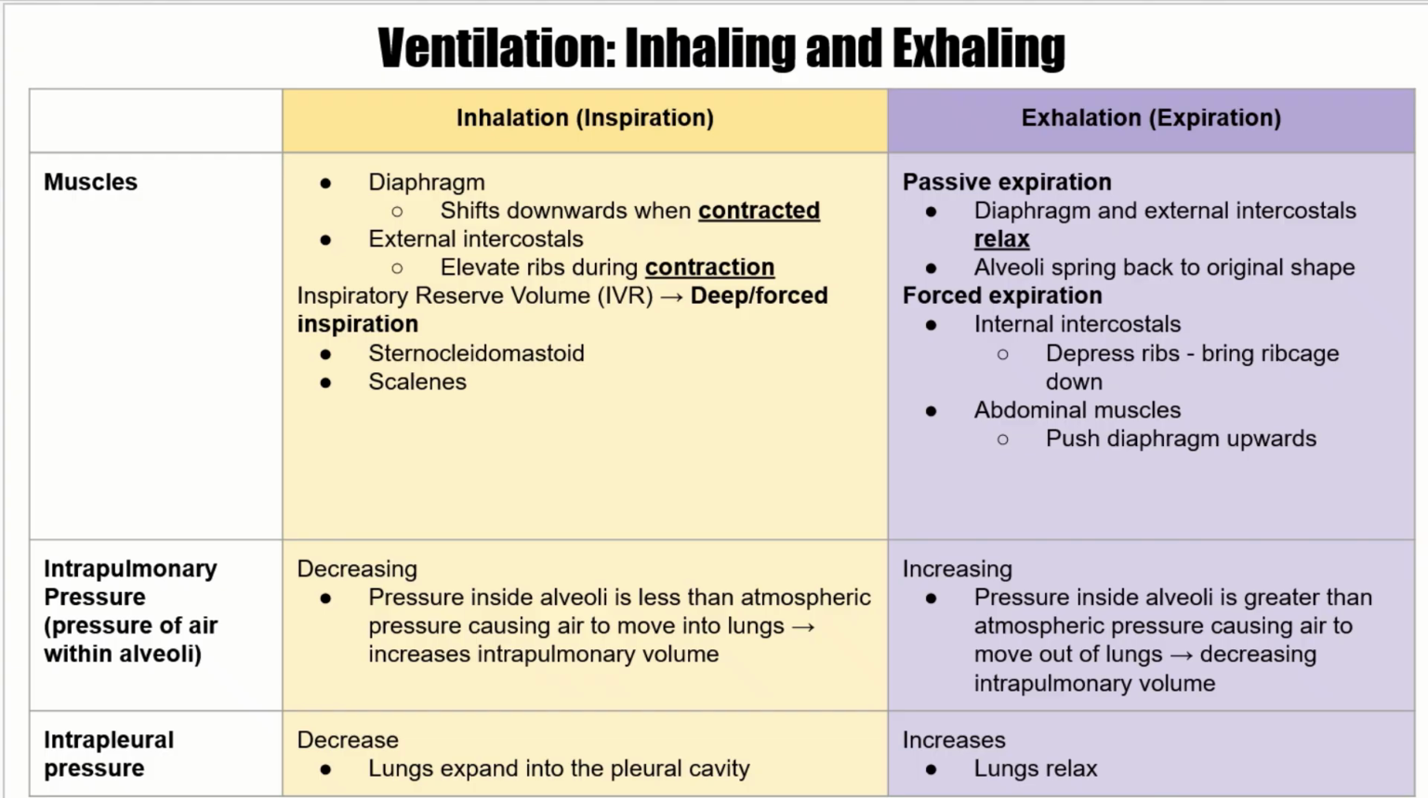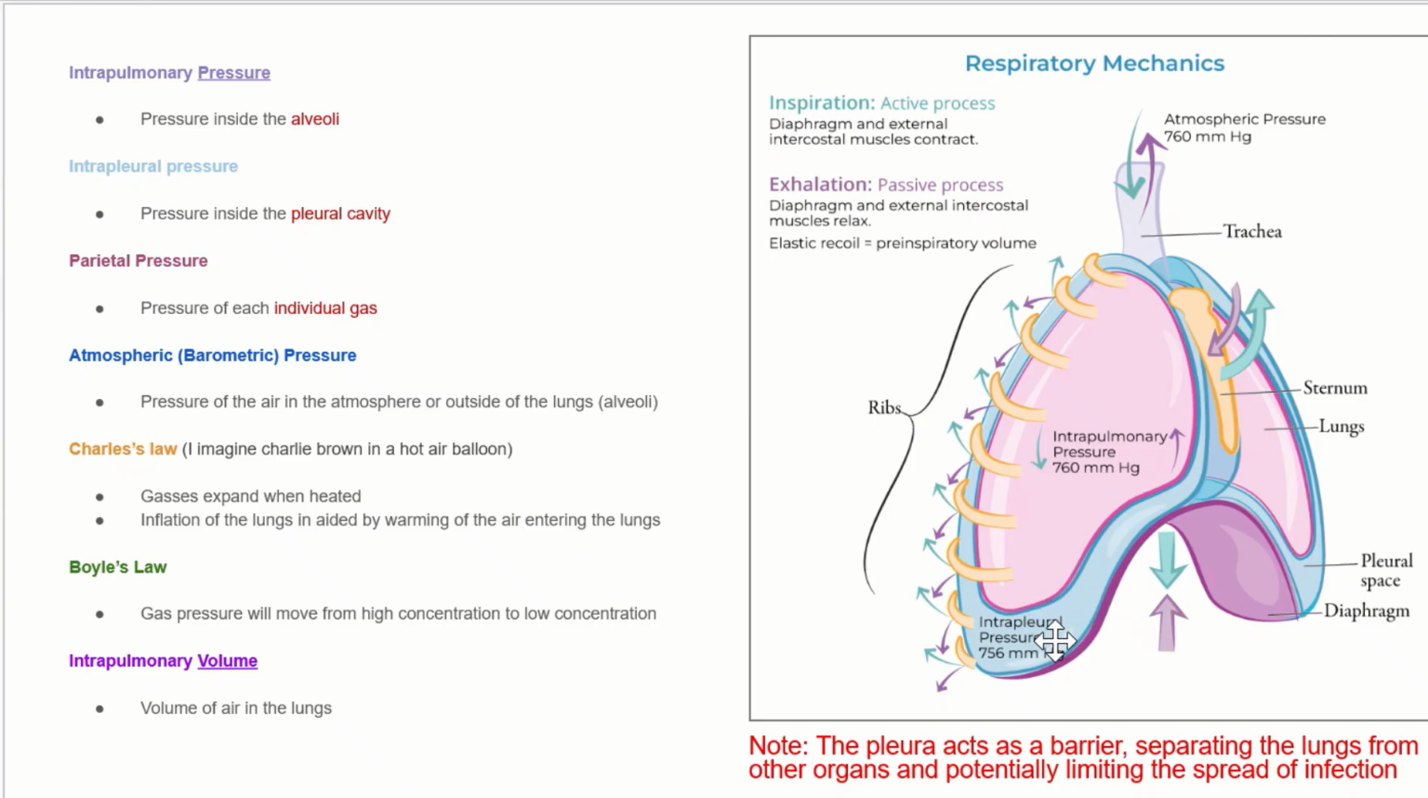And then again, that pressure inside the alveoli, that intrapulmonary pressure, is going to be greater because, again, from high concentration to low concentration, there's a lot of air in our lungs now. So where is that air going to move? Oh, to the outside where there's less. And again, the intrapleural pressure is going to increase because now our pleural cavity right here is not going to have the lungs in its space.